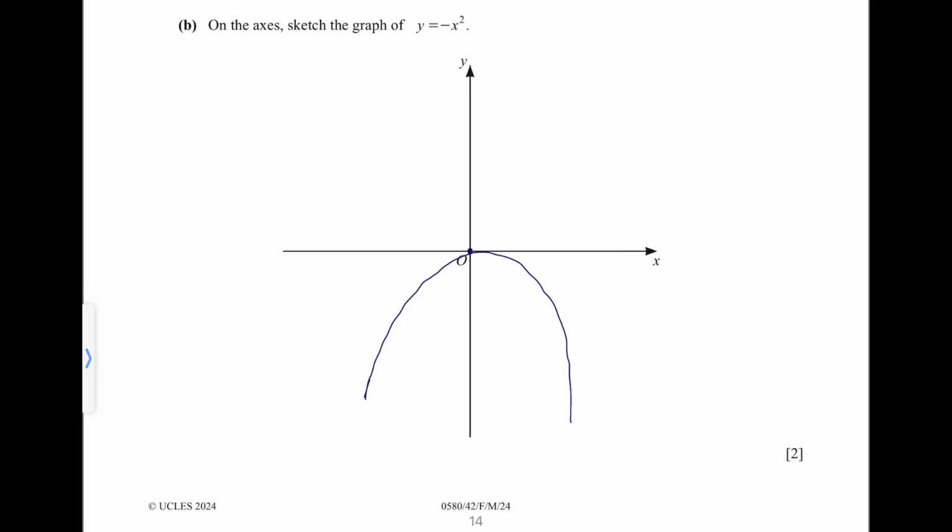Now why this shape? Because the shape of the curve is determined by this. It's negative x squared, that's why it looks like a maximum curve. If it said only x squared, then there would be a minimum curve. So this is how it would look. Yeah, and that's 2 marks for that.